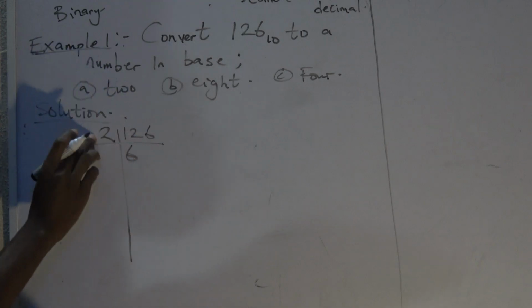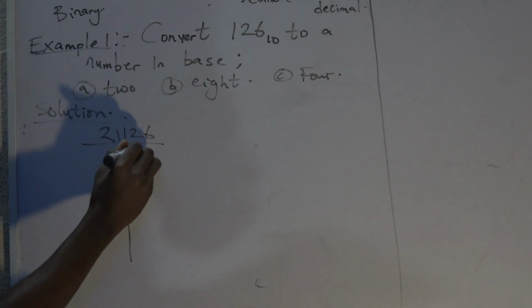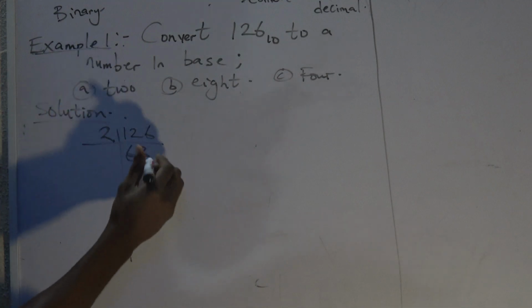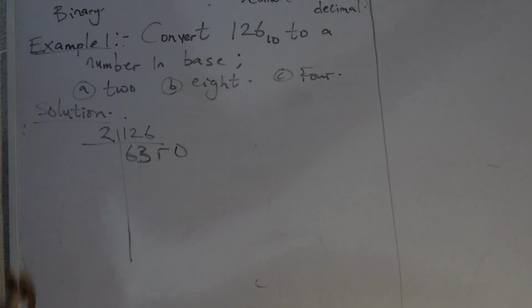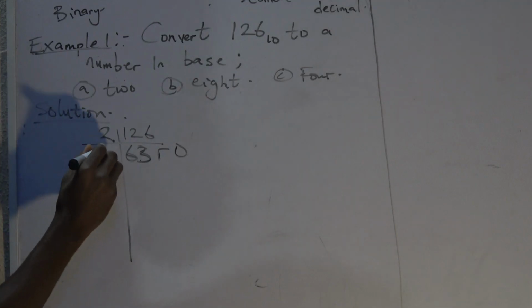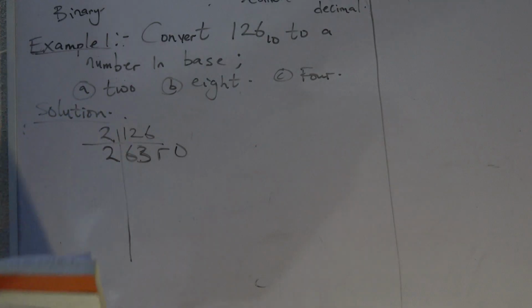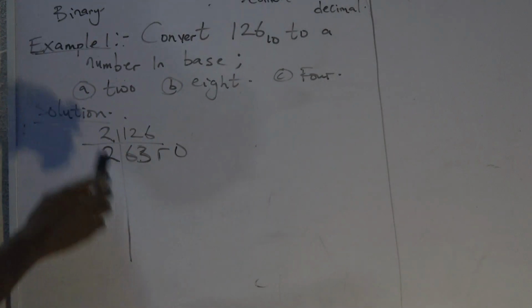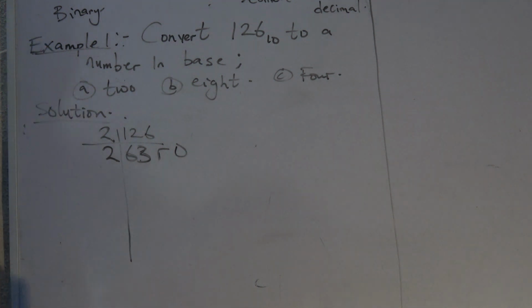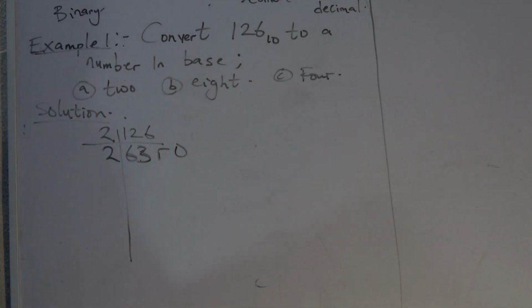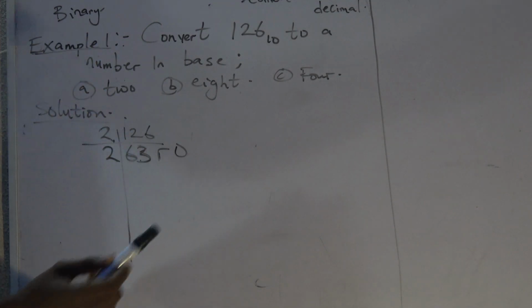Now 6 divided by 2 gives 3. We notice that there is no remainder, so you write the remainder 0. Now we still have to divide again. We are going to divide this 126 until we reach 0. We divide it to the simplest form, and each time you divide, you write your remainder by the side. Even if your remainder is 0, you write it by the side.